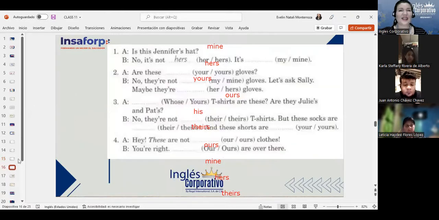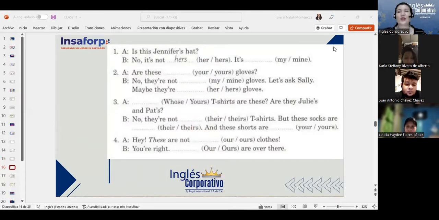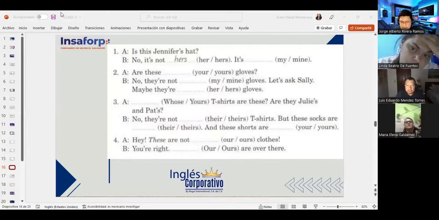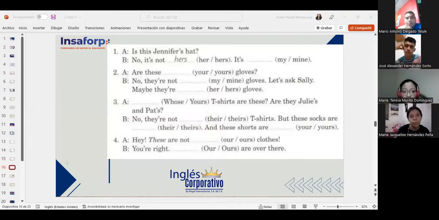In this one, I have one little example. And in this one, we're going to choose on the options. And I am going to ask different people to help me, okay? Vamos a empezar y me va a empezar ayudando Jorge Alberto con el primero.